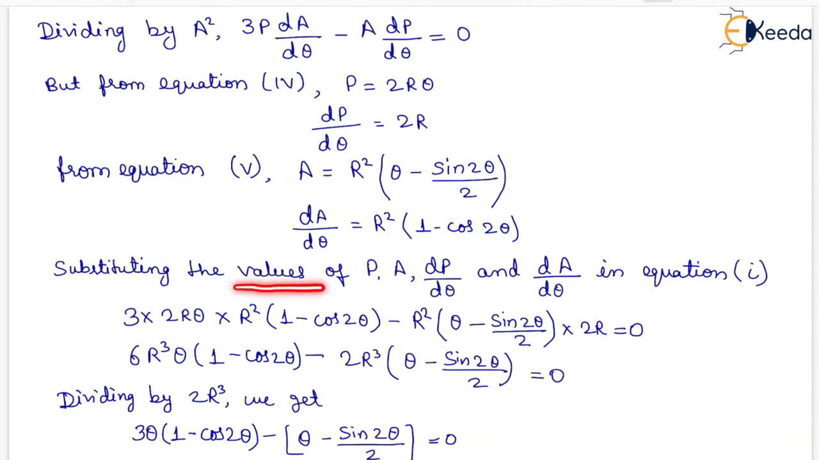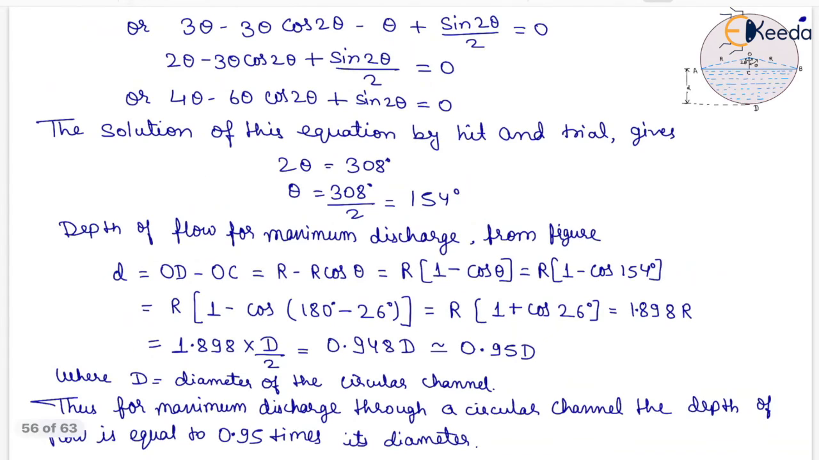Now substituting the values of P, A, dP upon d theta and dA upon d theta in equation first, we will have 6r cube theta into (1 minus cos 2 theta) minus 2r cube into (theta minus sin 2 theta by 2) equals 0. Dividing by 2r cube, we get 3 theta into (1 minus cos 2 theta) minus (theta minus sin 2 theta by 2) equals 0. Therefore, we will have 4 theta minus 6 theta cos 2 theta plus sin 2 theta will be equal to 0. The solution of this equation by hit and trial gives 2 theta equal to 308 degree. Therefore, theta will be equal to 154 degree.